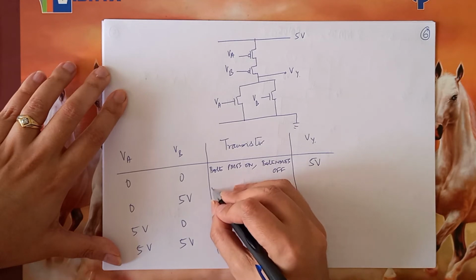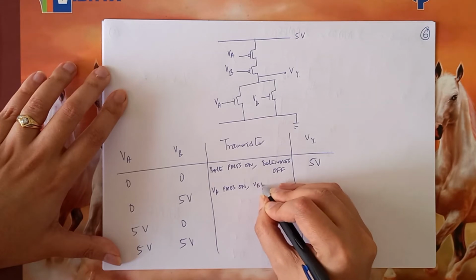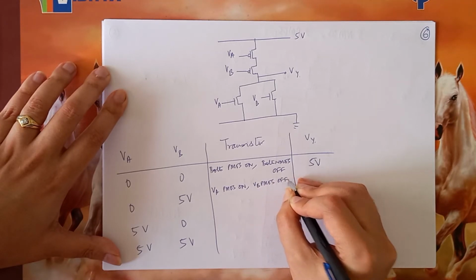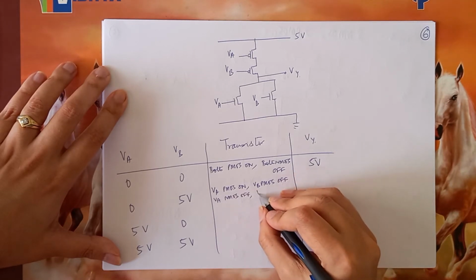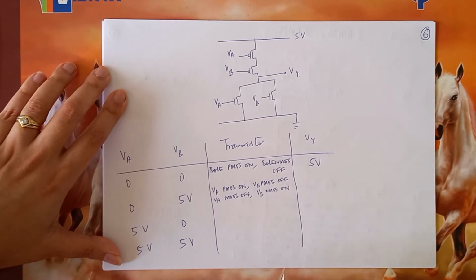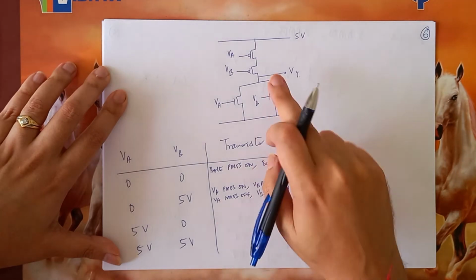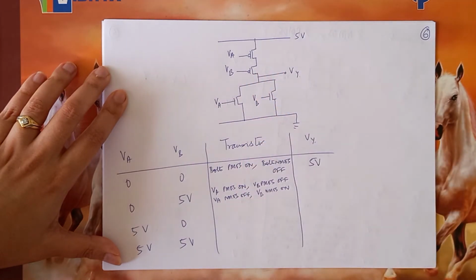So let's write it. So therefore, this connection is broken. But because this VB NMOS is on, there will be a direct connection between Vy and ground. So therefore, output will be 0 volts. Likewise, you can also prove for the third case, and you will see that the output will be 0 volts.